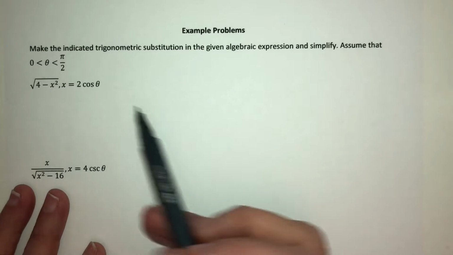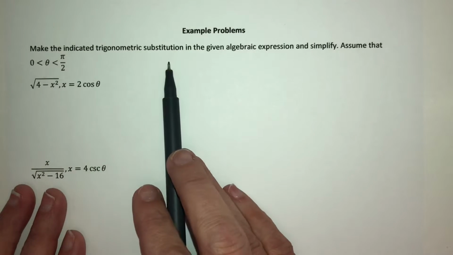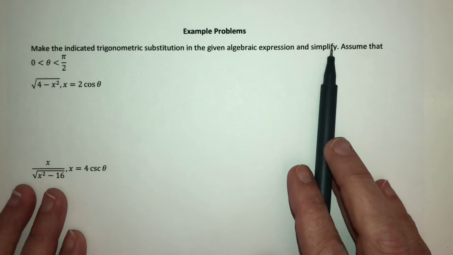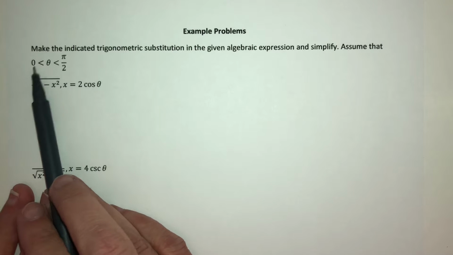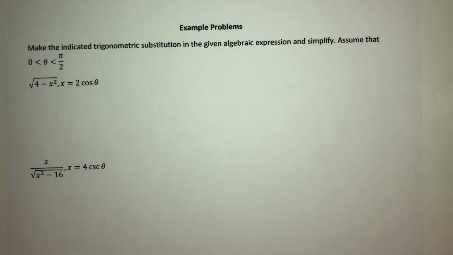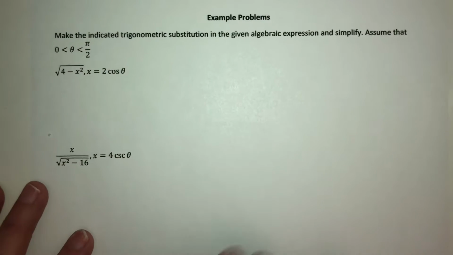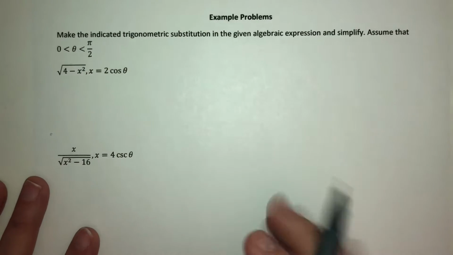So we have these problems that say make the indicated trig substitution in the algebraic expression and simplify. And we're told to assume that our angle is between 0 and pi over 2, which is really nice because all of our trig functions are positive in that quadrant, so we don't have to worry about signs or anything else. We just get to do our most basic work, okay?